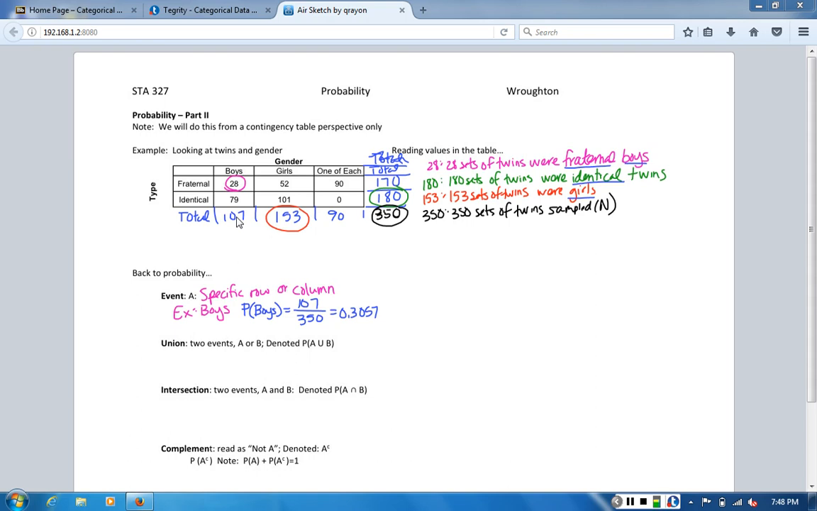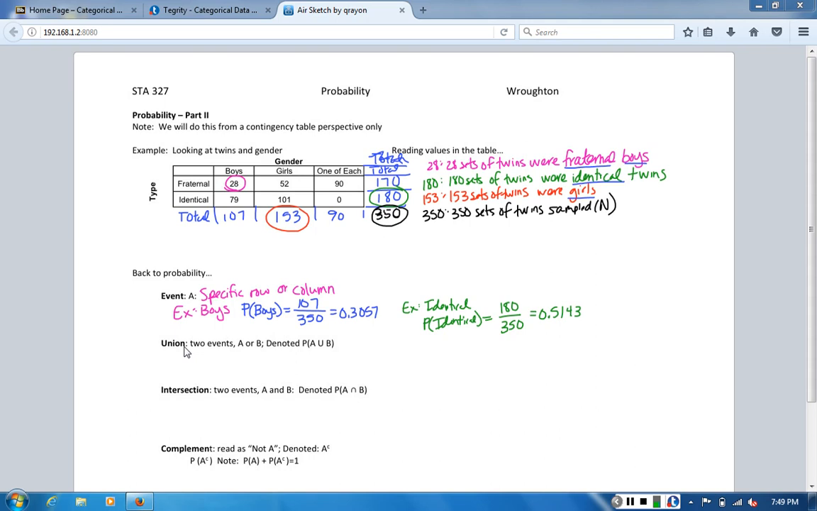I could also just look at a specific row. So my other example, we could just have be identical. Then the probability of being identical twins would be the number of twins that were identical. So this would be our 180 over our sample size of 350. Or a little bit more than half were identical. So an event is just looking at one specific row or one specific column and finding its probability.